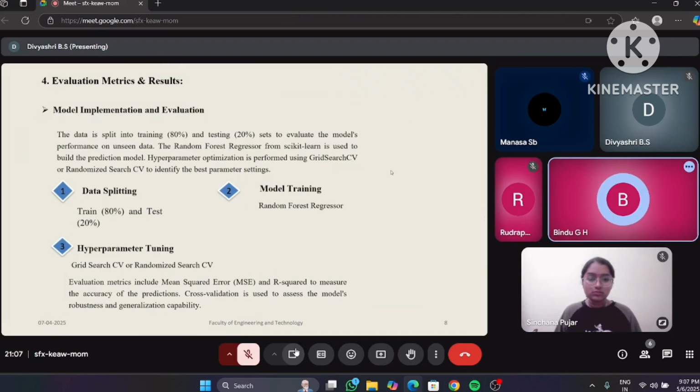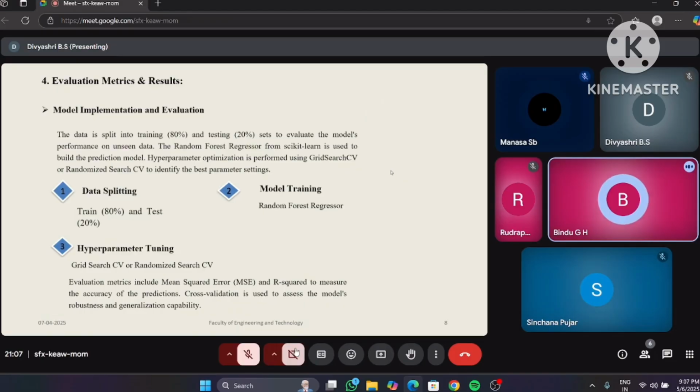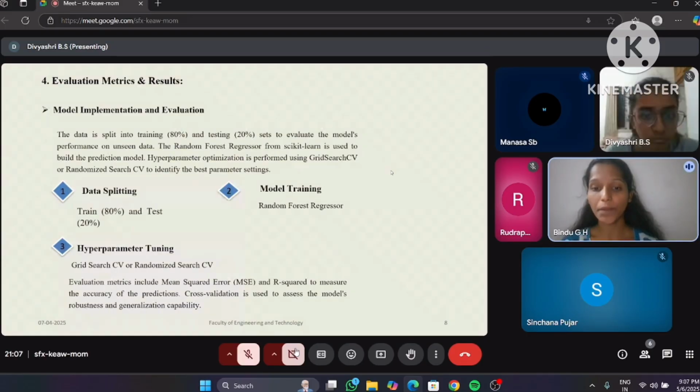Coming to the evaluation metrics and results, the data is split into training 80% and testing 20% to evaluate the performance on unseen data. The random forest regressor from scikit-learn is used to build the predictive model. Hyperparameter optimization is performed using GridSearchCV or RandomizedSearchCV to identify the best parameter settings.